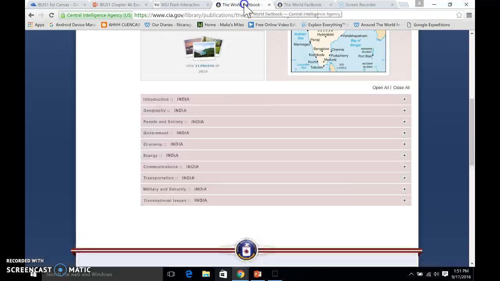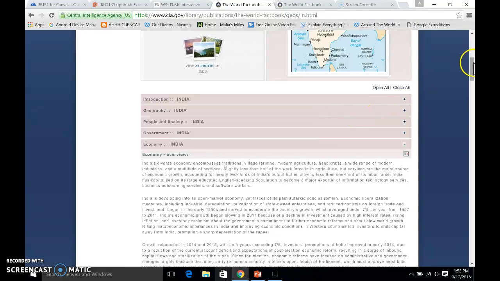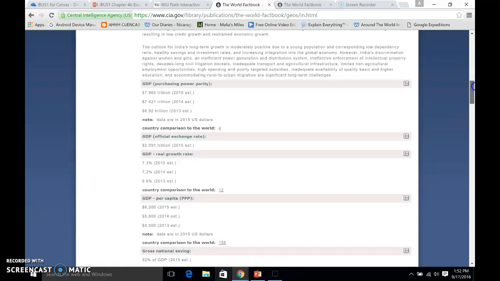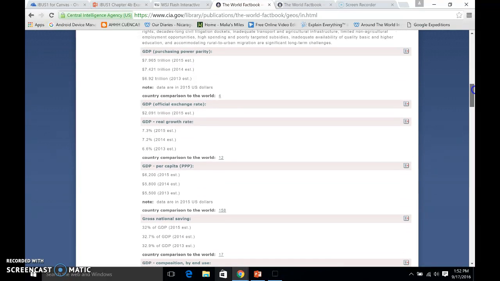Where would you find that information? Well, coming back to the CIA World Factbook, we can look at economy and we can get all of those figures that we just talked about. So this is for India, and they give you GDP in terms of purchasing power parity. Purchasing power parity makes the numbers comparable.